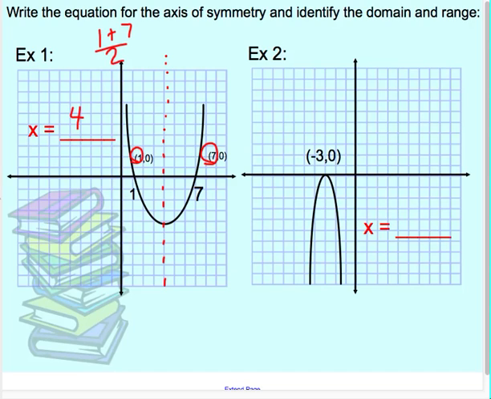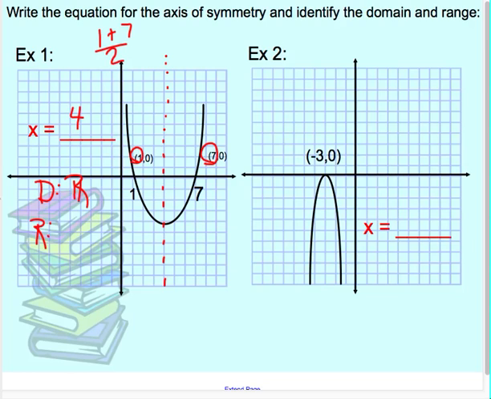The second piece of our directions are to identify the domain and range. For all quadratic functions, you can put any value into the quadratic function, square it, multiply it, add and subtract with it. So our domain for all quadratic functions is all real numbers. The range, if you notice, the parabola either starts or stops. It has a minimum or a maximum value.